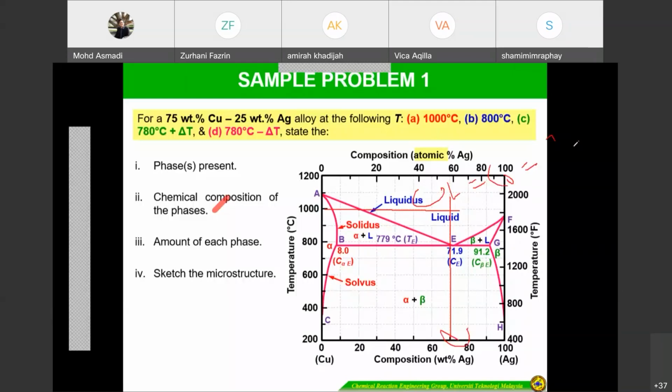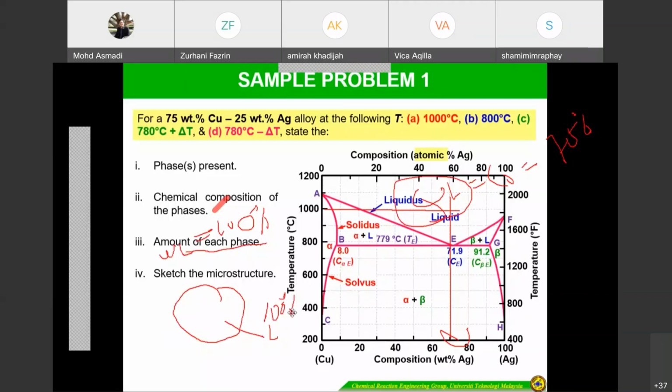Okay, what else? Amount of each phase. This one is WL. Because 100% is liquid, so equal to 100. Okay, 100%. Catch the microstructure. Microstructure just like this. Liquid, 100% liquid, okay? You have to write it, okay? Don't just use L.